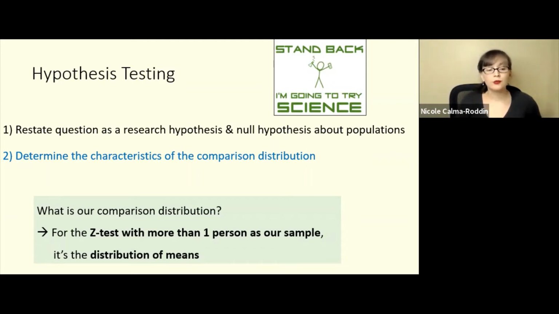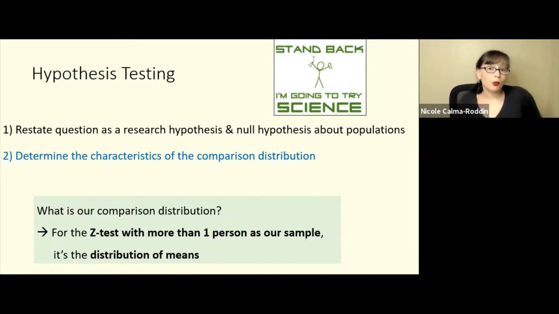Step 2, determining the characteristics of our comparison distribution, that's going to change. And that's going to change with just about every test that we do, because our comparison distribution is going to change with every test. Specifically, our research design and our sample is going to be different, and that's what's going to make our comparison distribution different for each test.